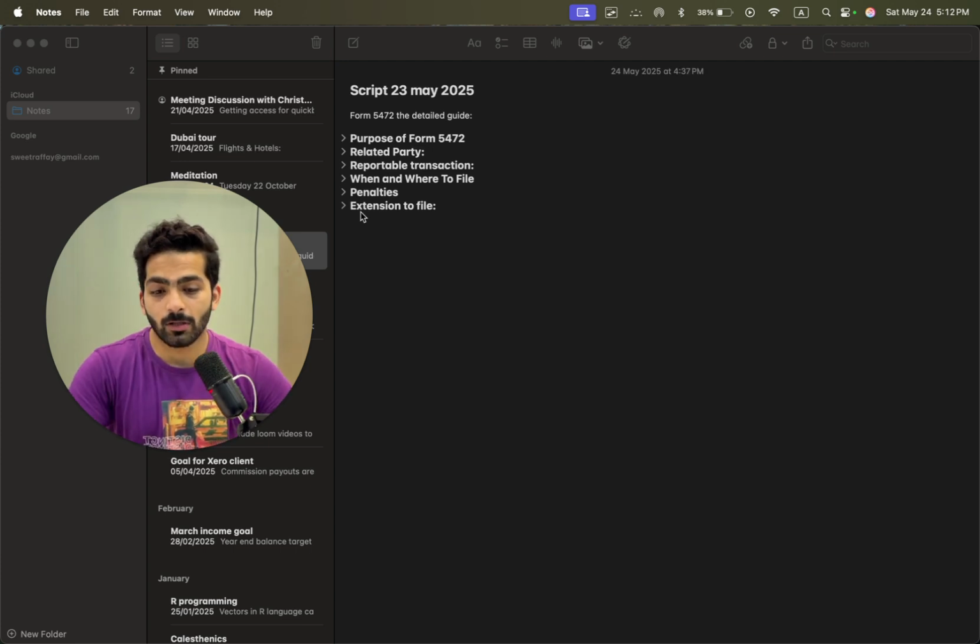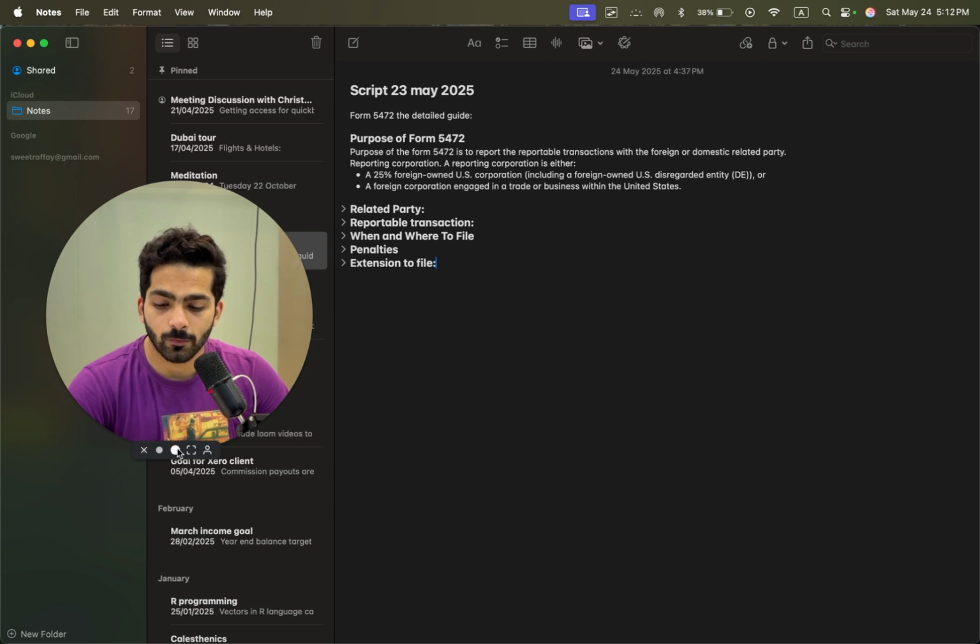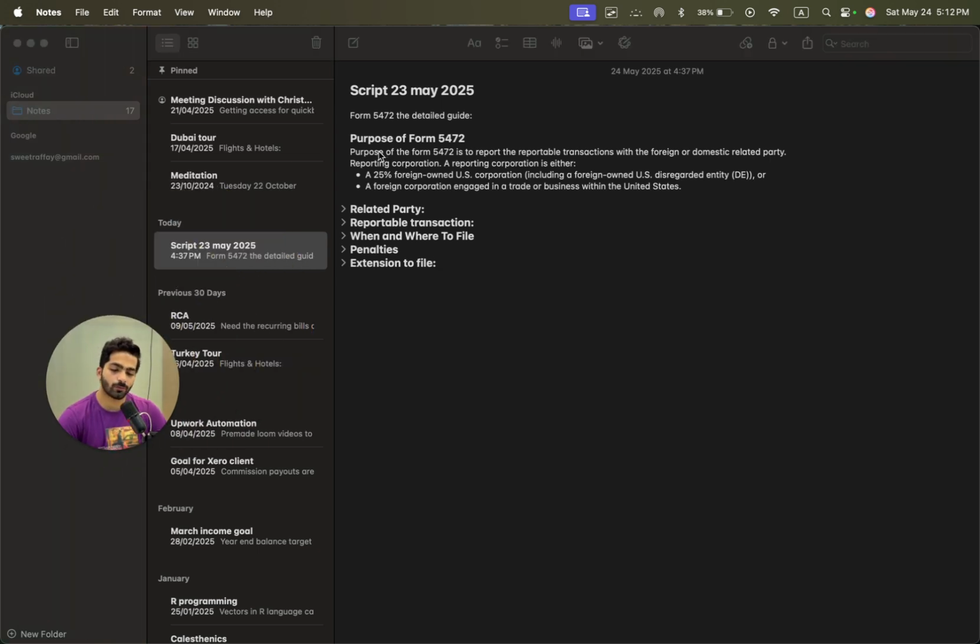So let's start. The purpose of the 5472 form and why there is a need for it. Basically, if your company is a foreign owned US corporation, or any company which is doing trade in the US but is not registered in the US, let's say a registered company somewhere in Dubai, and I'm just selling my products or services in the US, I do need to fill in this form and file it with the US because I'm doing trade in the US. That is where I would be required to file this form along with the tax returns. So that's the one condition.